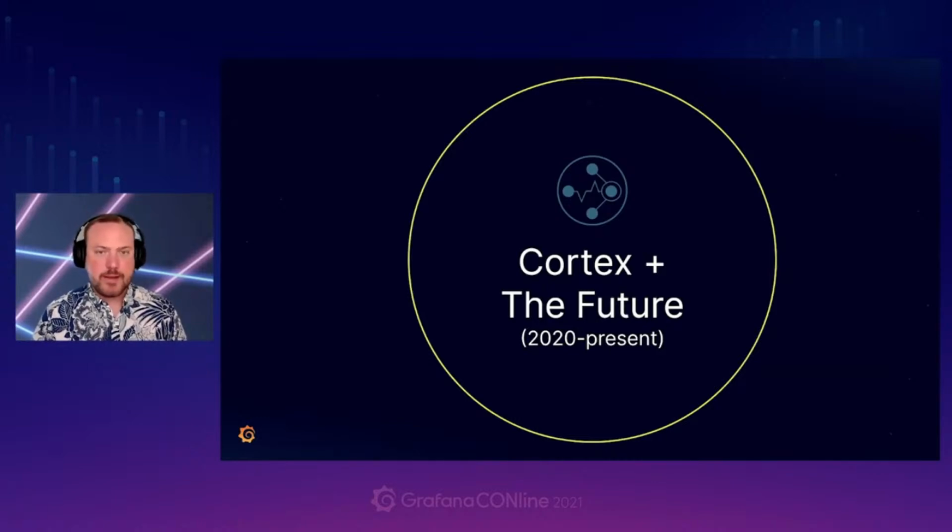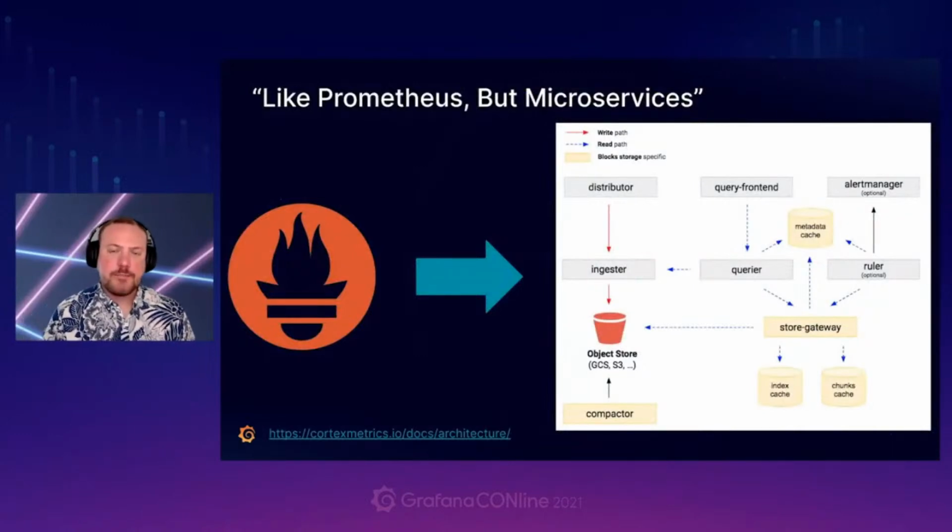It's supposed to be totally API compatible with Prometheus, which was great because we could continue to leverage our large existing investment in Grafana dashboards and PromQL and alert manager configurations, et cetera, et cetera. So let's talk about Cortex.